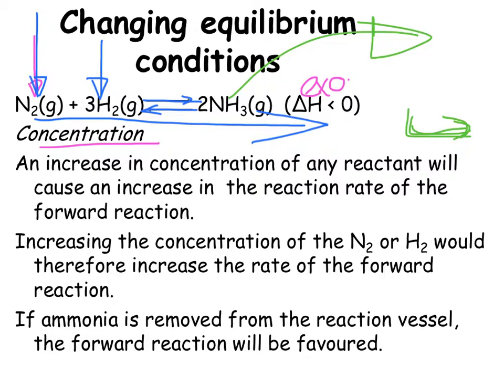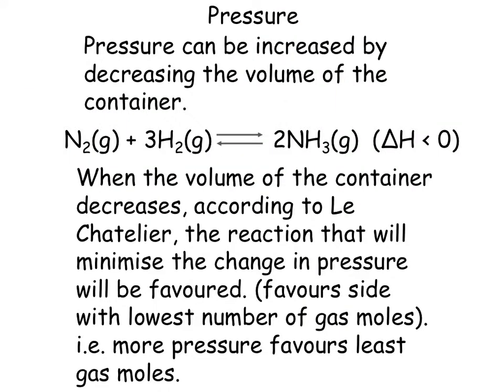The way they do that is by dissolving it in water, because ammonia is highly soluble in water. So they spray water over it all the time and the ammonia keeps dissolving. So if the ammonia is removed from the reaction vessel, the forward reaction is favored. Let's look at some of the other conditions.